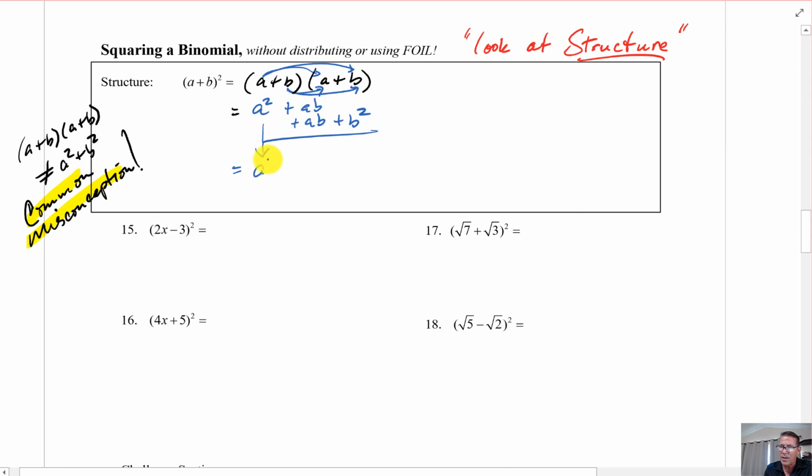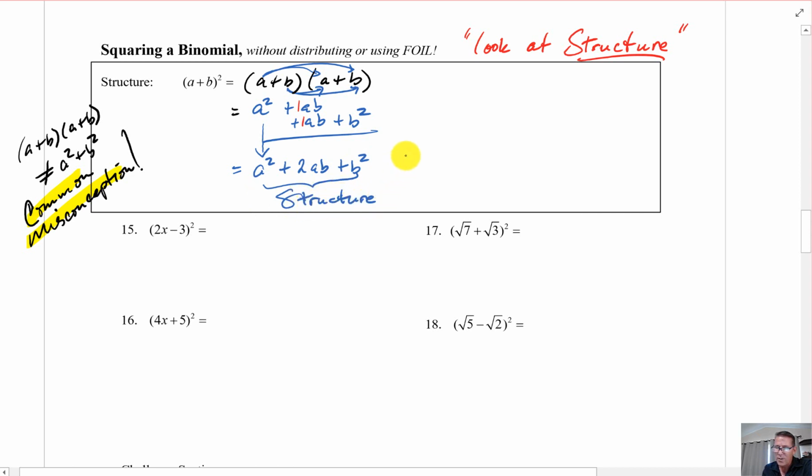So what do you get? You get a squared plus, let me see, 1ab plus 1ab is 2ab. You add coefficients, 2ab. A lot of people don't think like that. I see a lot of a squared b squareds right here, and that's definitely not the case. If you have 1ab plus another ab, then you have 2ab's total, because 1 plus 1 is 2. And then plus b squared. And this right here is the structure that I'm talking about.